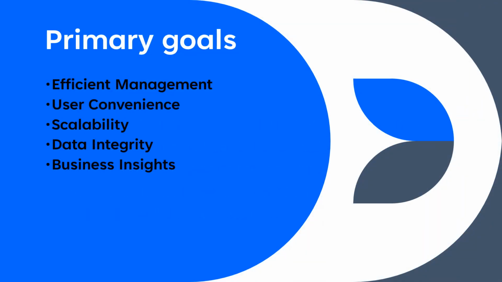So the primary goals: efficient management. This system will simplify the management of ebooks, users, and transactions, reducing administrative overhead. For user convenience, it offers a seamless experience for users to purchase or borrow ebooks, enhancing user satisfaction. As for scalability, it's designed to handle a growing number of users and transactions, ensuring long-term viability.